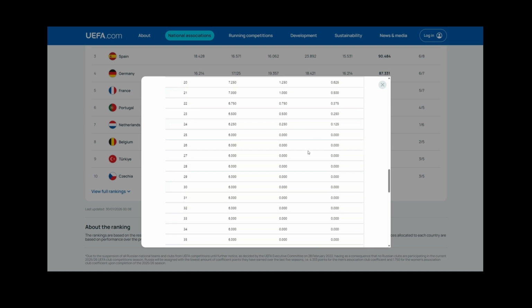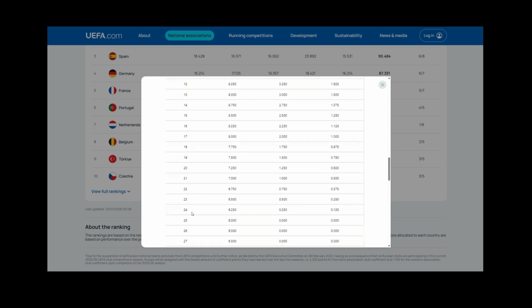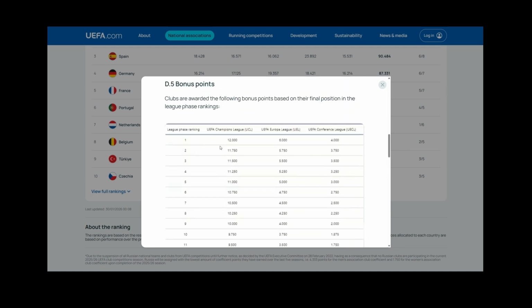You do not get any bonus points for qualifying for Europa League or the Conference League. But if you end in the top 24 and qualify for the next round, you also get bonus points. As you can see here in this chart, this is the amount of bonus points you get. In Champions League, you get 12 for being number 1 in the league stage. In Europa League, you get 6 points for being number 1 in the league stage. And in Conference League, you get 4 points for being number 1 in the league stage.